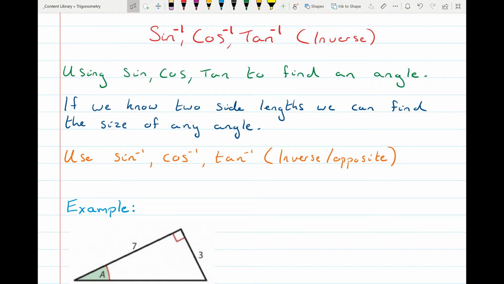Hi there, welcome to another video for Leaving Cert Ordinary Level Maths. We'll be continuing with trigonometry and looking at the inverse of sine, cos and tan.